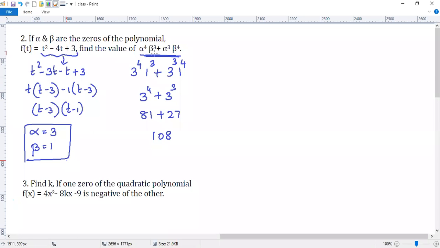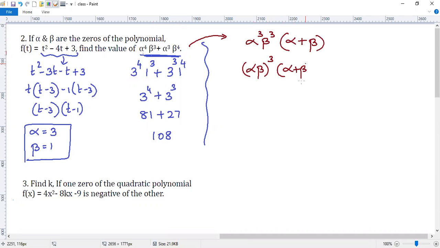Okay. If in case a problem was asked where splitting the middle term cannot be done, let us see how to proceed. What is asked in this particular data? What can we do is take alpha cube beta cube out separately. Inside, what will be there? In this term there will be one alpha, in this term one beta, that's all. So what is that? It is nothing but alpha beta whole cube into alpha plus beta, that's all.